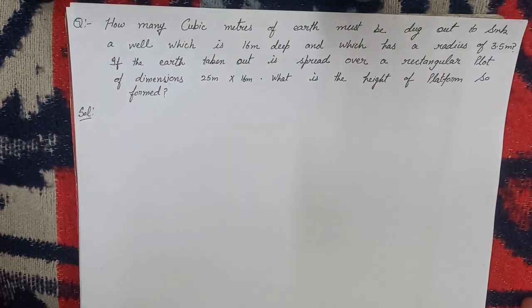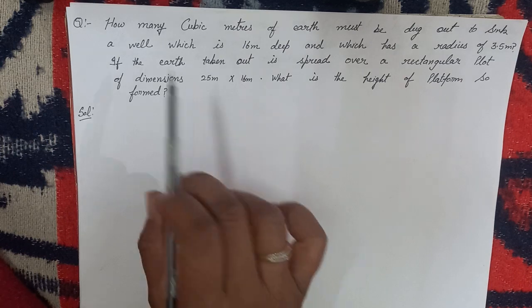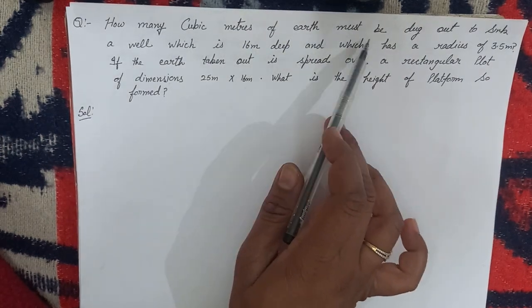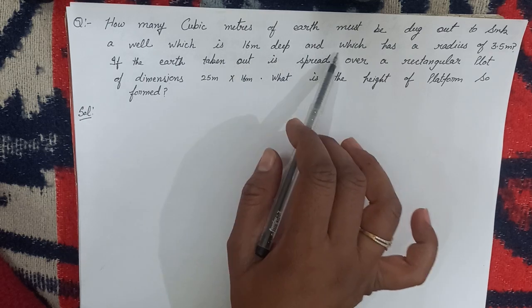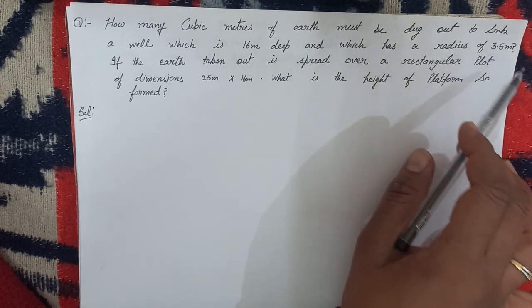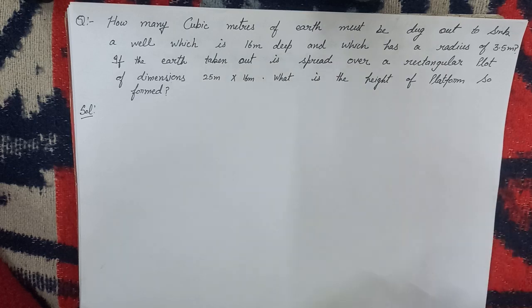One more interesting question is there. How many cubic meters of earth must be dug out to sink a well which is 16 meters deep and which has a radius of 3.5 meters? Now they are saying how many cubic meters.